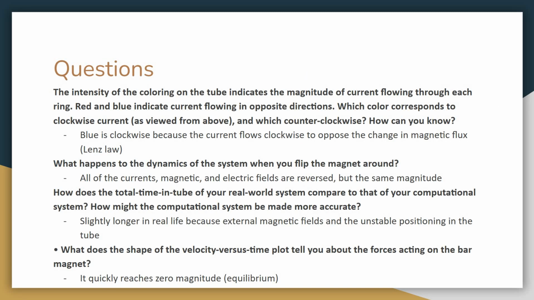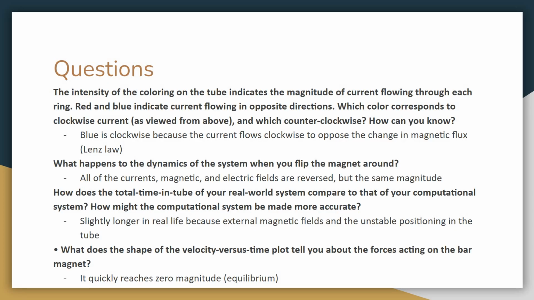And then some questions. The intensity of the coloring on the tube indicates the magnitude of current flowing through each ring. Red and blue indicate current flowing in opposite directions. Which color corresponds to clockwise current and which corresponds to counterclockwise current? We said blue is clockwise because the current flows clockwise to oppose the change in magnetic flux, which is derived from Lenz's law, because nature wants to stop change.